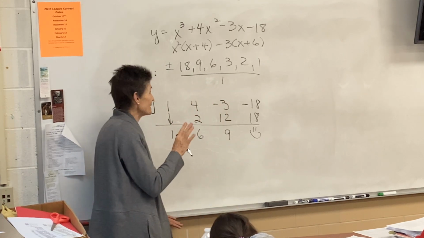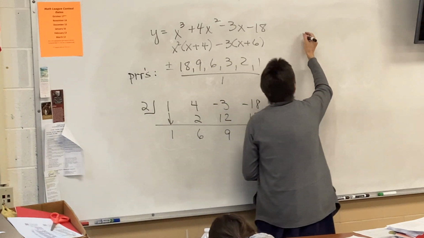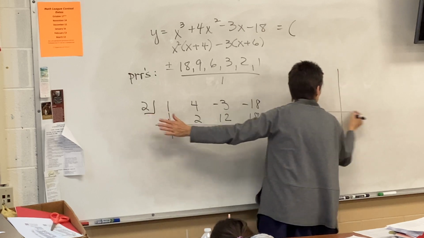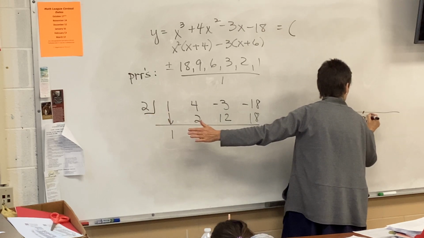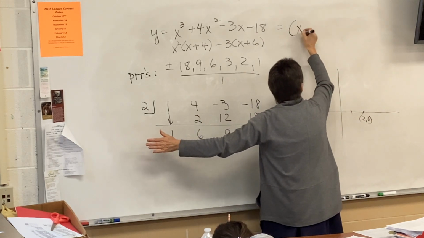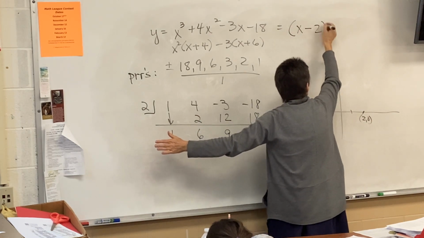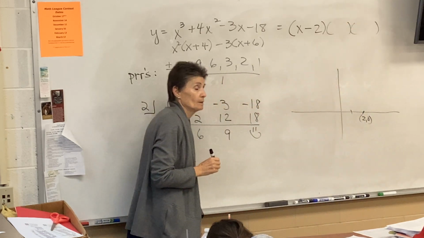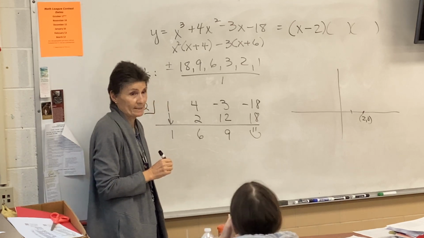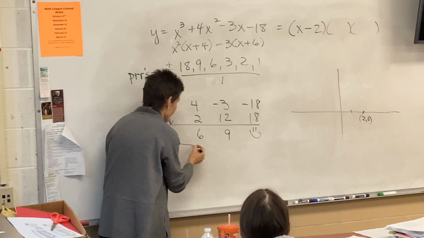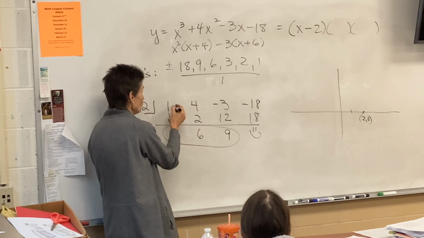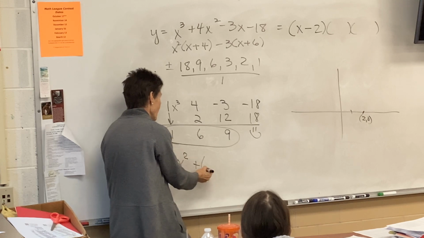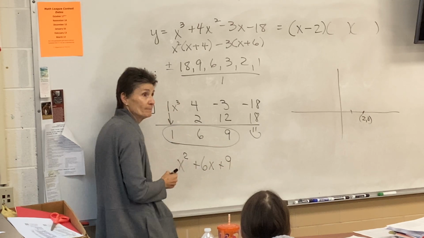Okay, so what does that mean? That means that one of my factors is what? Well, one of my dots is gonna be at 2, 0. Perfect, which means one of my factors is x minus 2. There's 2 more. Now, where are the other 2 going to come from? Right here. Because the original problem was x cubed, this is gonna be x squared plus 6x plus 9.